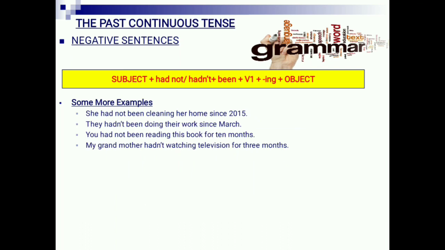Let's see some more negative sentences. She had not been cleaning her home since 2015. They hadn't been doing their work since March. You had not been reading this book for 10 months. My grandmother hadn't been watching television for 3 months. So I hope you understood the negative form of sentences, how to make negative sentences using past perfect continuous tense.